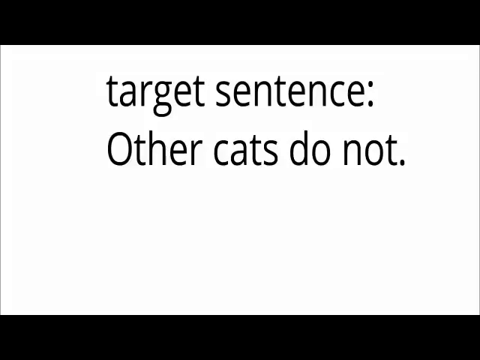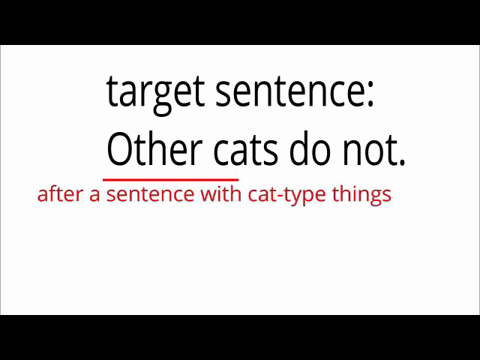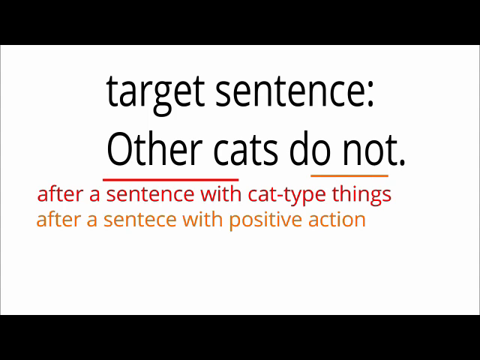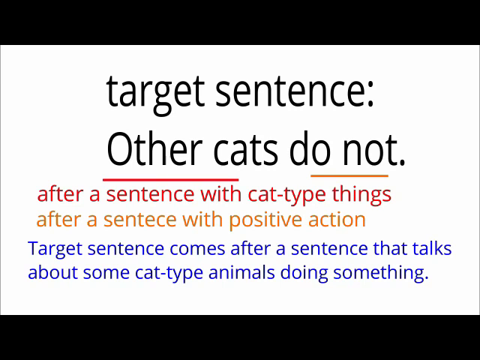Where would the sentence fit? "Other cats do not." There are 2 clues in this sentence. Other is one clue word. Other refers to a person or thing that is different or distinct from the ones already mentioned. Since the sentence says other cats, we need to look for words similar in meaning to cats. The other clue is "do not." Since it is in a negative form, we need to find a positive action statement. To combine the 2 clues, we need to look for a sentence that talks about some cat-type animals doing something. With this, let's consider options.